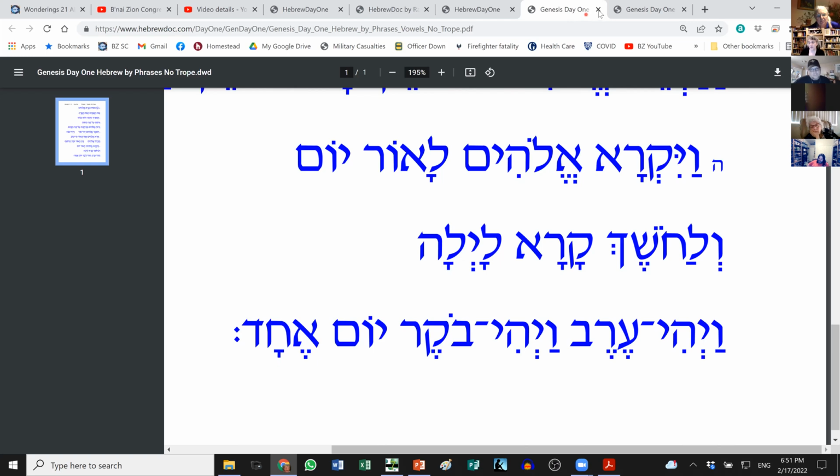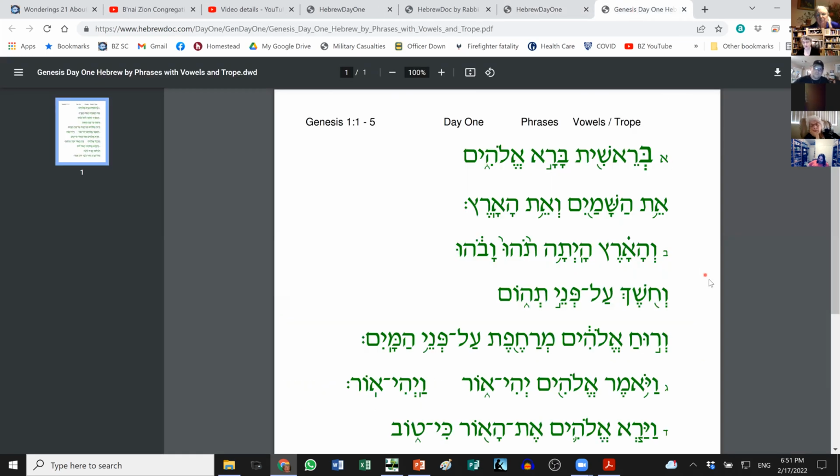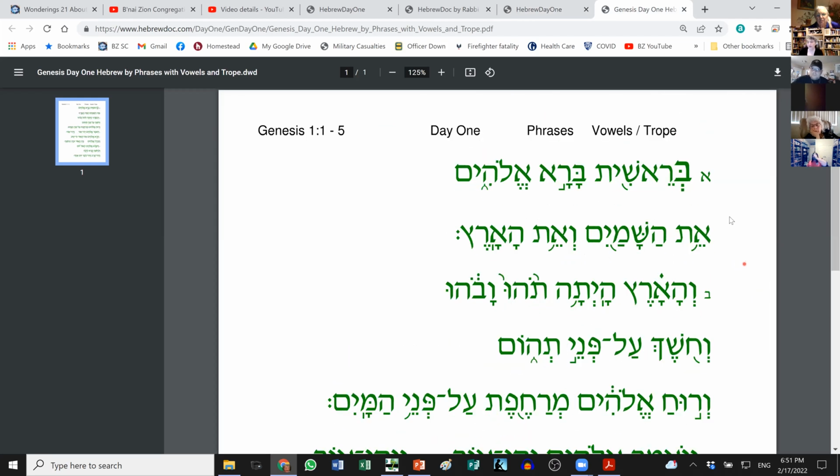So that's the version that we do with no trope. And then I'm going to show it to you again with the trope, because the trope helps us do some things. The trope will tell us where the accented syllable is if we're trying to read, and it's only in Torah, in Tanakh. You're not going to see it on cereal boxes or anything like that. It's not going to be that kind of helpful. But the trope tells us where the accented syllable is. It tells us how to keep things together in phrases, and it will also tell us a melody.